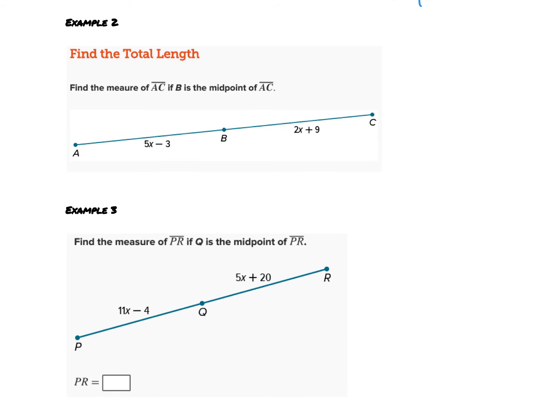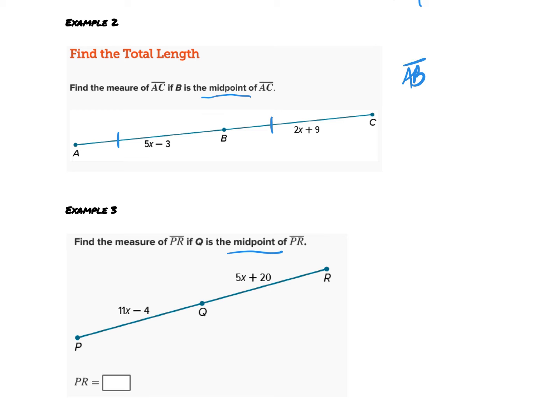These next two problems are exactly the same. We are told that we have the midpoint. Q is the midpoint of PR. B is the midpoint of AC. So therefore, AB is congruent to BC by definition.